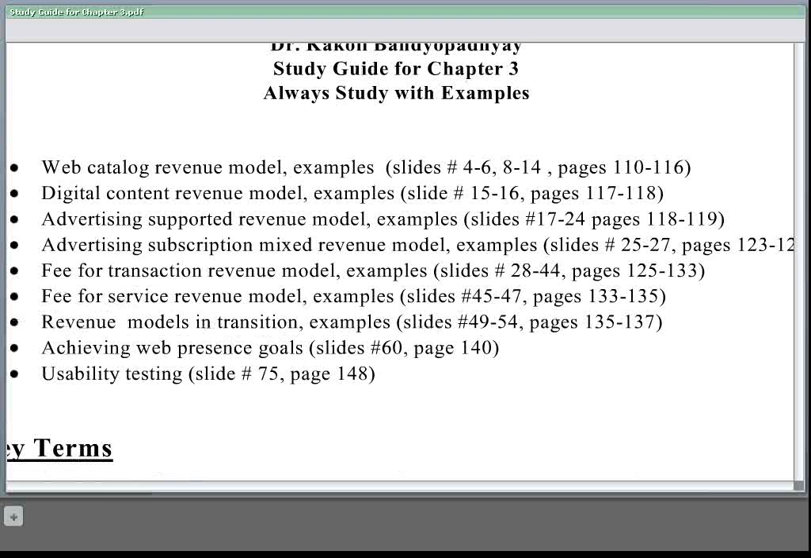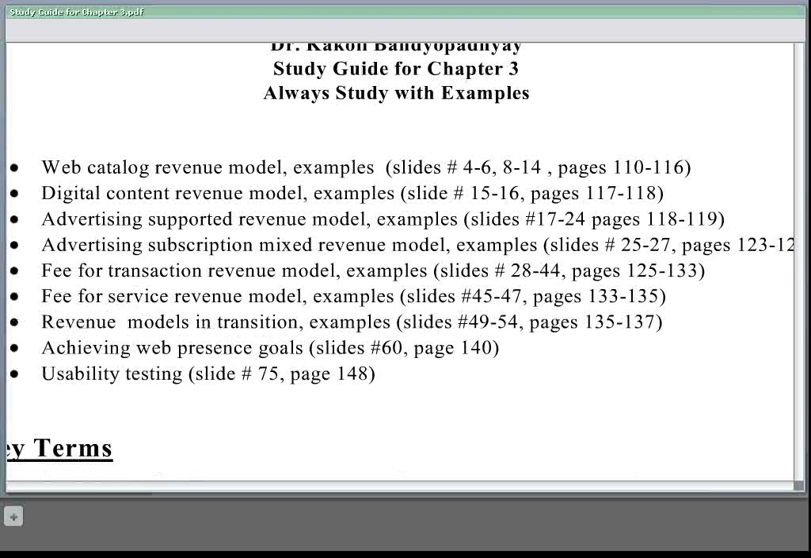Achieving web presence goals, how to keep the customers. Different companies do different things to make the customer return, and also usability testing, which is basically determining the friendliness of the website. Okay.